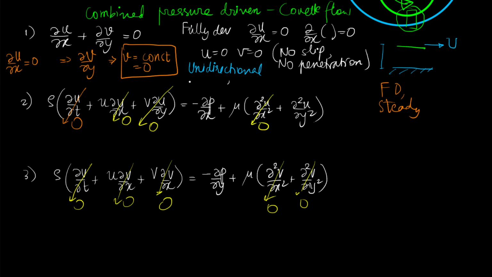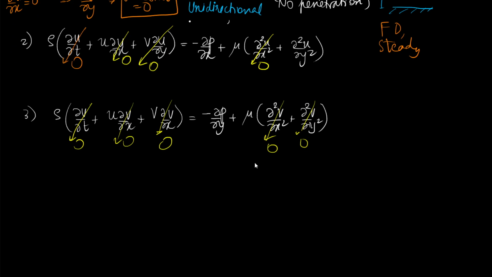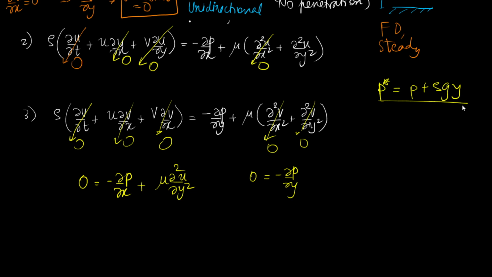So finally what we have from the x momentum equation is 0 equals minus del p del x plus mu del 2u del y2, and from the y momentum equation we have 0 equals minus del p del y. Once again, I am not writing down the gravity component because that can be written in terms of the modified pressure P star equal to P plus rho gy. So we can simply make them stars. So P star is the modified pressure. This implies P is only a function of x.